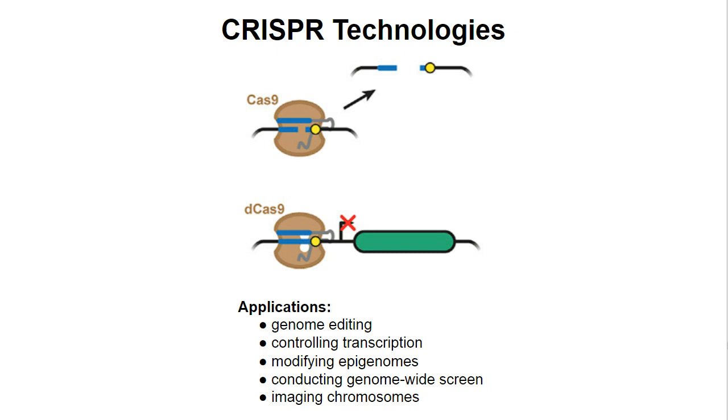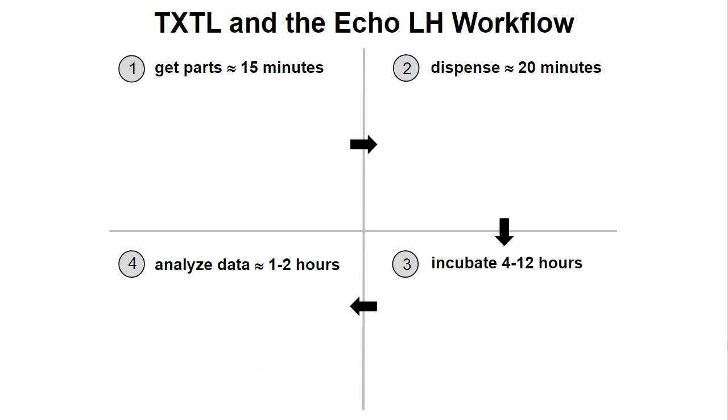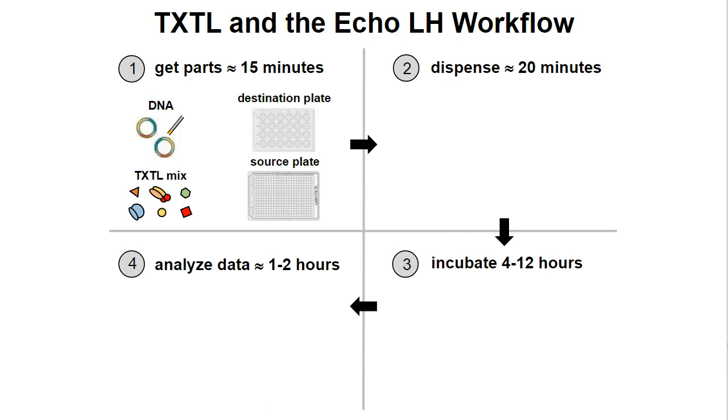So the way we use CRISPR is mostly controlling transcription, and here I just wanted to show the workflow of TXTL with an Echo Liquid Handler and how we would get a CRISPR reaction with TXTL. So first we have to get the parts. The DNA would be encoding for the CRISPR enzyme, the guide RNA, and the target. We would load the lysate, so the TXTL, the resources, this DNA that encodes for all the parts, and some water into the source plate. We would have our source plate ready.